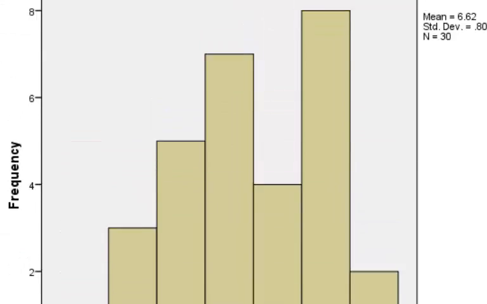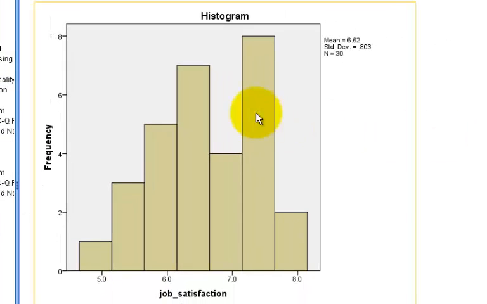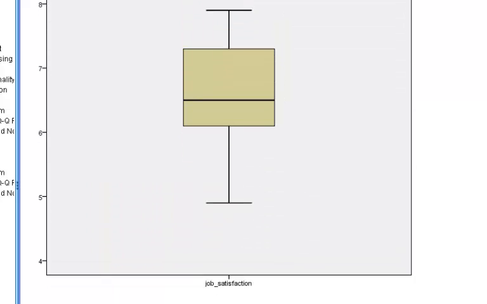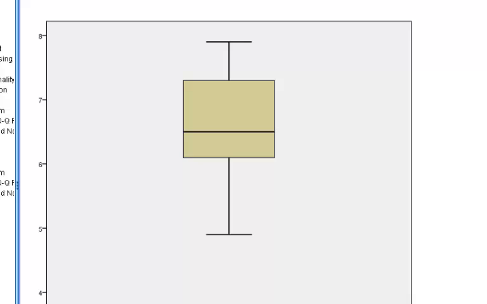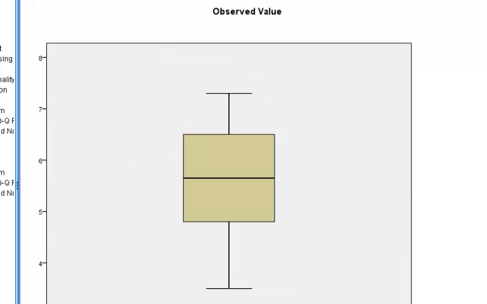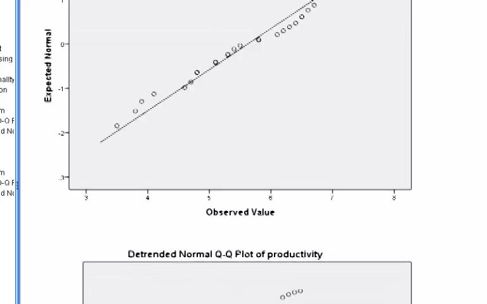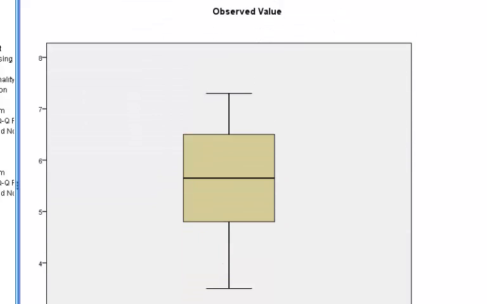Let's just take a quick peek at the histograms. That one looks pretty good. A little bit kurtotic, you'd say. And okay, box plot. No outliers. Oops, sorry. And there's our productivity. Again, not perfect, but good enough for a robust MANOVA. And there's the productivity, no outliers. So that's taken care of.